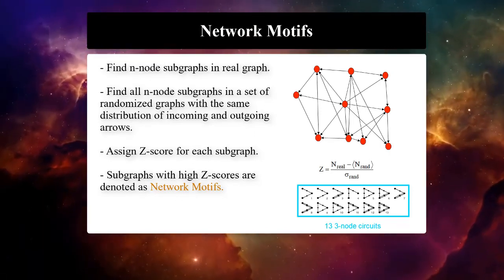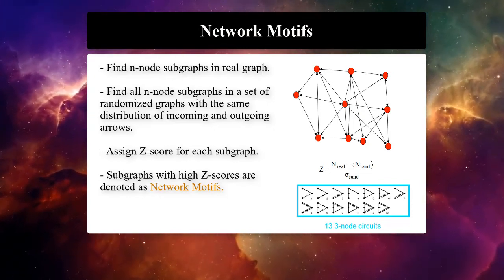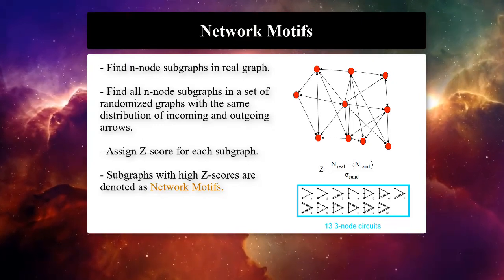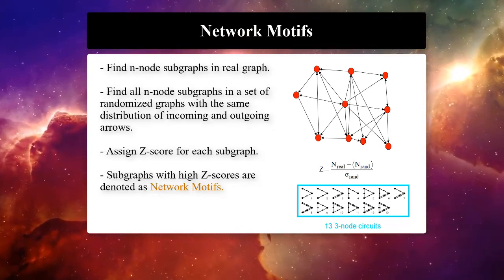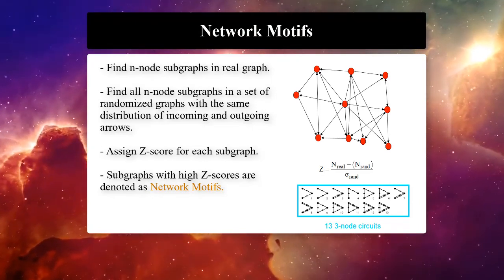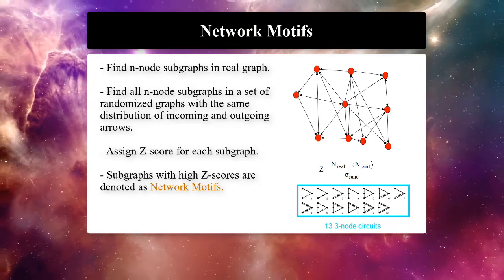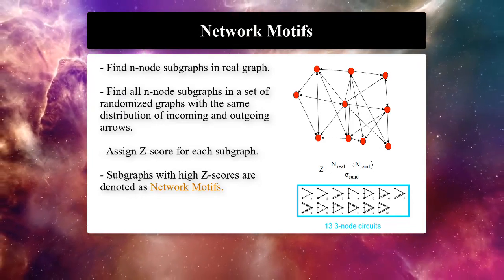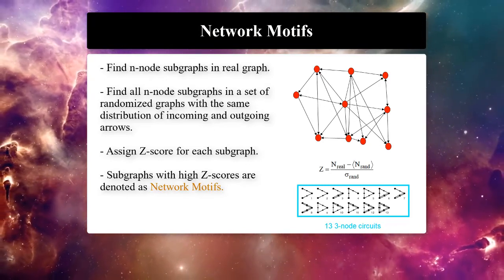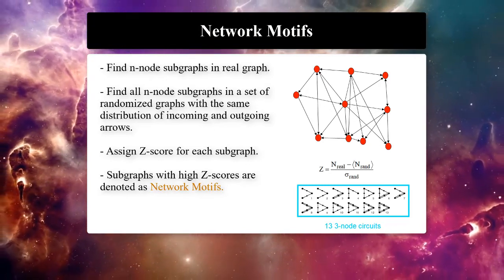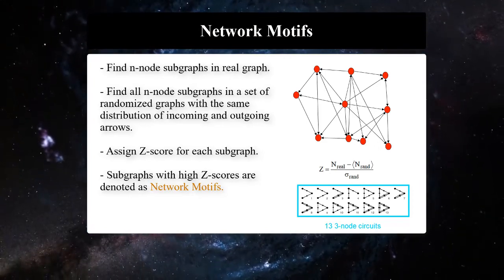An algorithm for finding n-node network motifs goes as follows. First, find all n-node subgraphs in the real graph. For example, there are 13 3-node subgraphs, 199 4-node subgraphs, and so on. Then, find all n-node subgraphs in a set of randomized graphs with the same distribution of incoming and outgoing arrows. Finally, assign a p-value: the probability for any one of the n-node subgraphs to occur more at random than in the real graph.